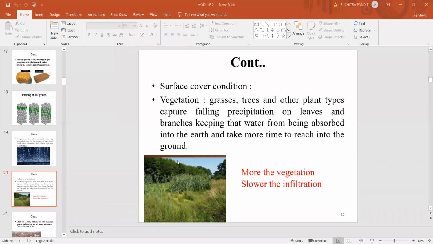Now you can also see here, if you have a surface vegetation, bushy grass, or a forest area, whatever the rainfall that takes place is intercepted by the forest or the vegetation. So hence you have a lesser scope for the infiltration. The vegetation, grass, trees, and other plant types capture the falling precipitation on leaves and branches, keeping the water from being absorbed into the earth and taking more time to reach the ground surface. Finally, it will fall on the ground surface, but it takes time.